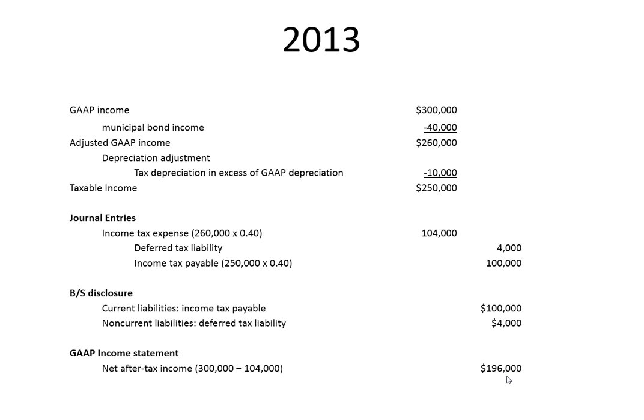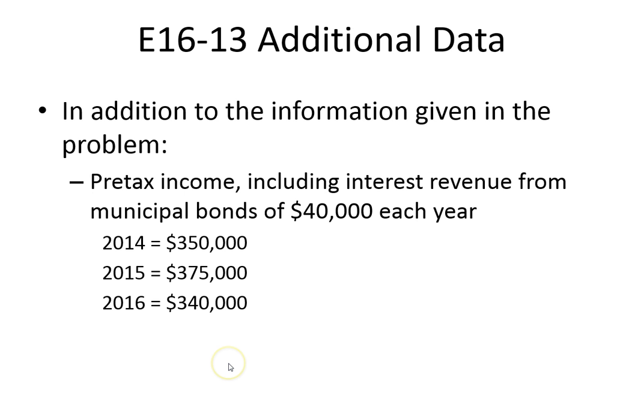All right, let's turn around now and take a look and see what happens in 2014. So in 2014, we know that operating income or GAAP income is $350,000. That was not originally part of the data in the problem, but that's something that I've added here. So 2014, we're going to assume that GAAP income is $350,000. The rest of the problem, we're just going to continue on with what happens in 2014 then.